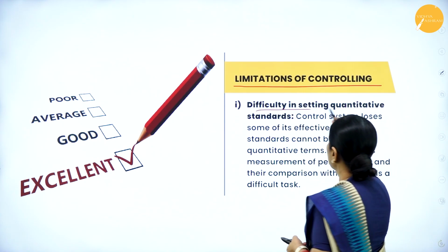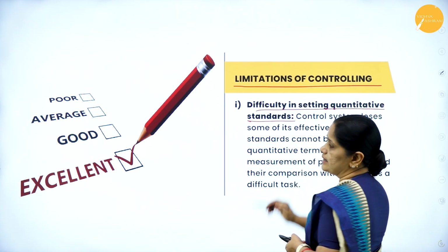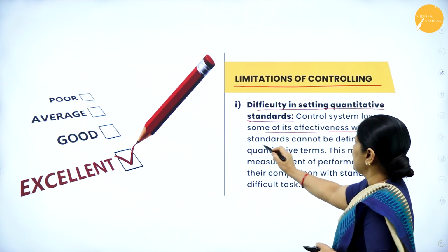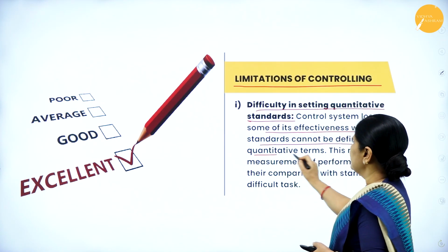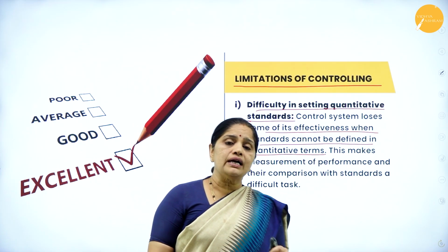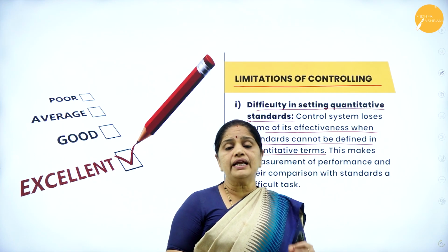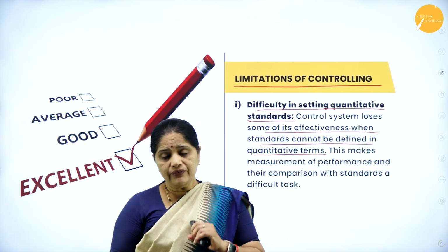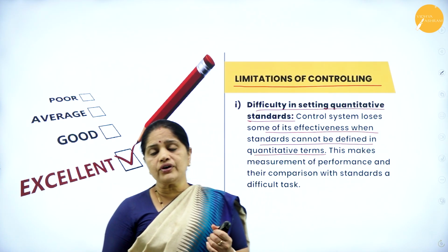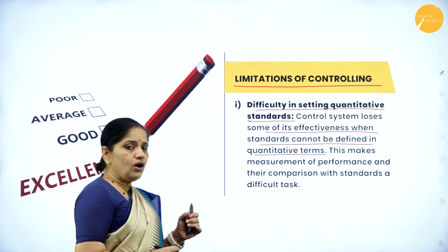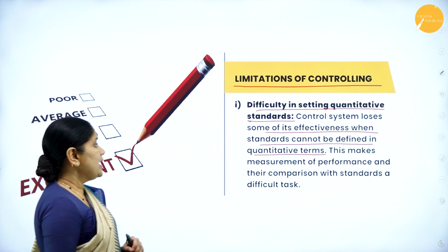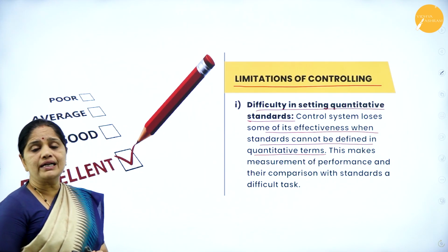First one is difficulty in setting quantitative standards. Now, what is the difficulty here? Control system loses some of its effectiveness when standards cannot be defined in quantitative terms. When we have to control something in the organization, we need to have a standard. Now, if you are having difficulty in setting up the standard, then it will be hard for the management to control in the organization.